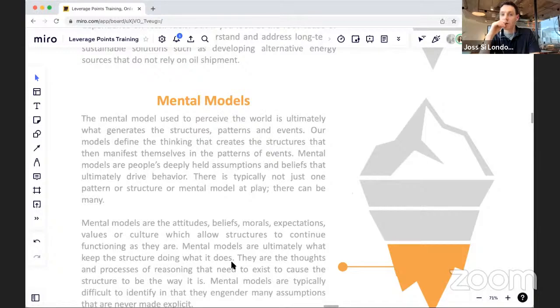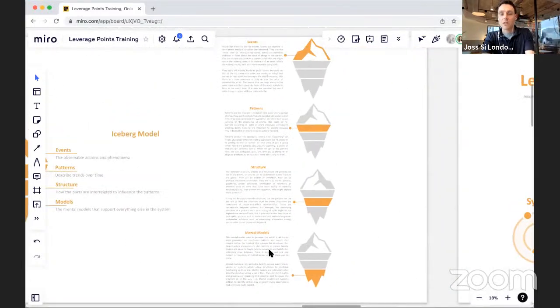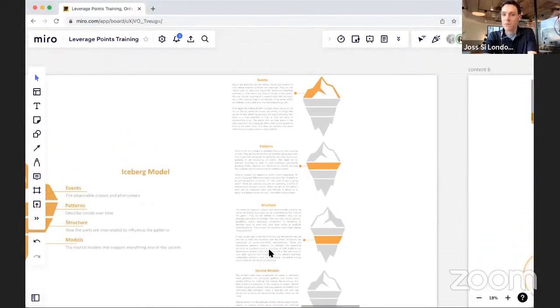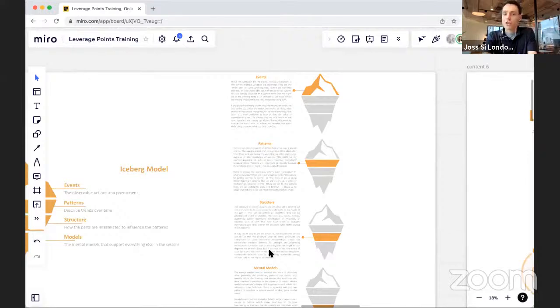There's typically not just one pattern or structure or mental model at play. There can be many of those. Okay, so that's just quickly iterating through those different levels so you have an understanding of what we're talking about on the event level, pattern, structure, and mental models.